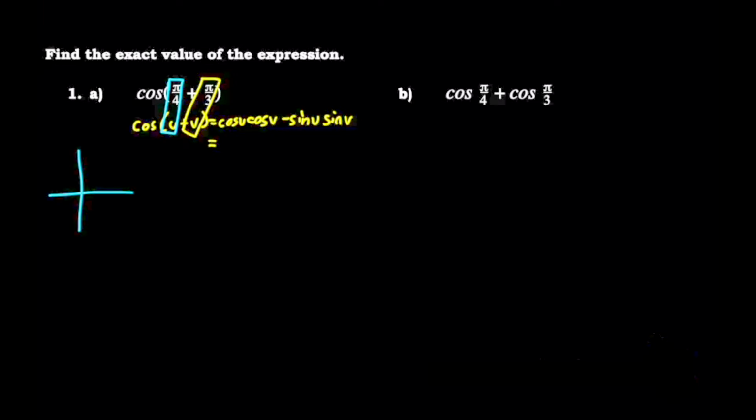We should draw those angles out because we're going to have to find the cosine and sine values of them. So pi over 4 is in the first quadrant, that's a 45, 45, 90 triangle, and I'm going to label these side lengths as well. And then we'll do the same thing for pi over 3, also in the first quadrant.